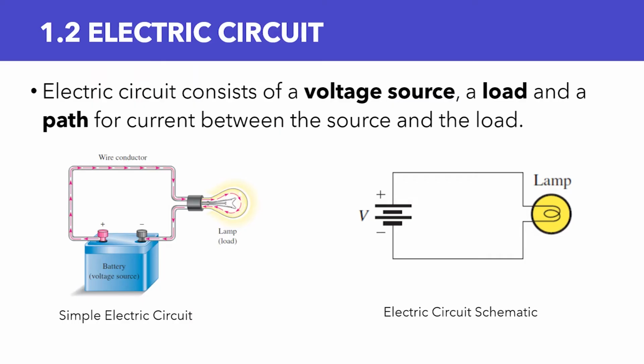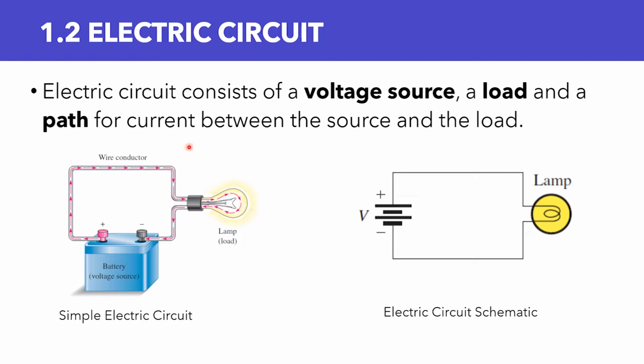Let's move into another subtopic, which is electric circuit. An electric circuit consists of a voltage source, a load, and a path for current between the source and the load. As you can see here, there's a simple electric circuit where the voltage source is a battery, a lamp is the load, and the wire is a path for current to flow between the source and the load.